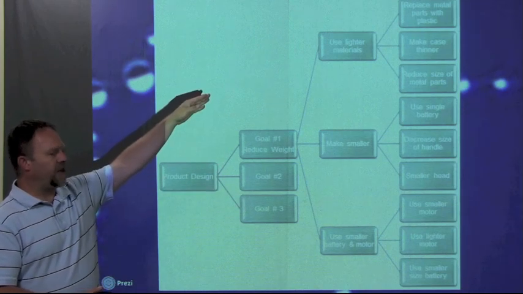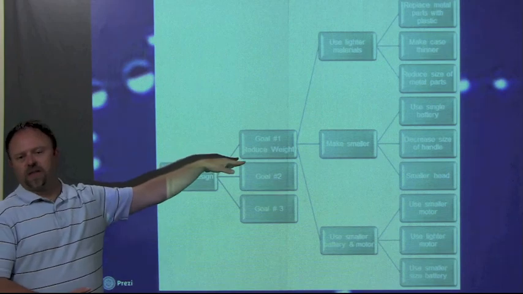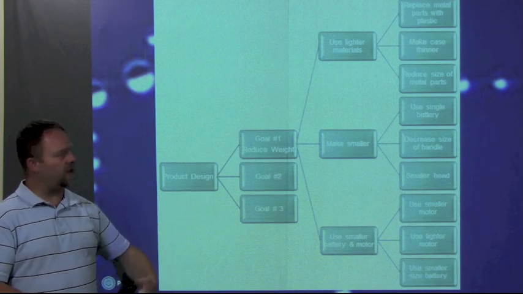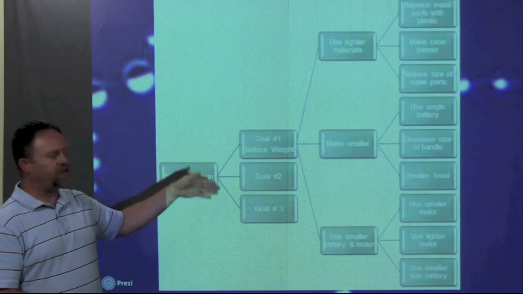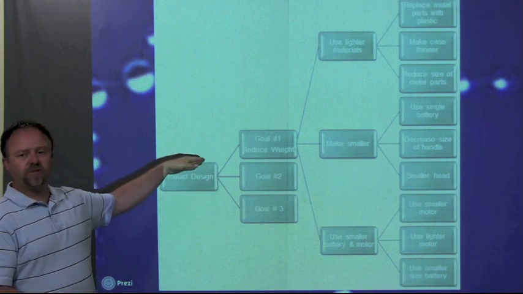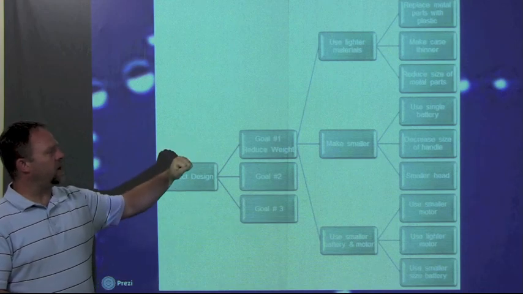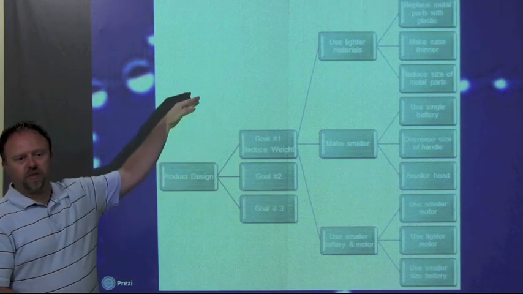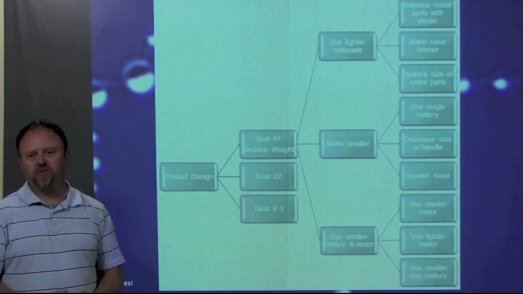Maybe we can use lighter materials. We can make it smaller, or we can reduce the battery size or the size of the motor as possible methods in order to reduce the weight that we have in the object, like the toothbrush. And then for each of those methods, we come up with different concepts in order to achieve that method.